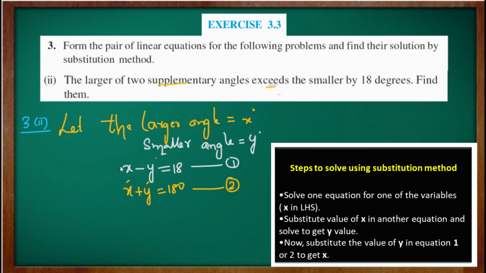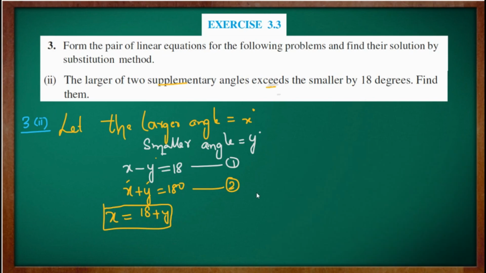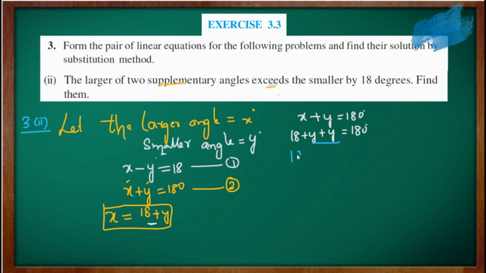So now we are going to solve the pair of linear equations. Step 1, we have to take the first equation's LHS as x, which becomes x is equal to 18 plus y. Now we are going to substitute this x is equal to 18 plus y in the second equation. What is the second equation, students? The second equation is x plus y is equal to 180 degrees. So the x value we know, which is 18 plus y. 18 plus y plus y is equal to 180 degrees. Now y plus y is 2y, so 18 plus 2y is equal to 180 degrees.